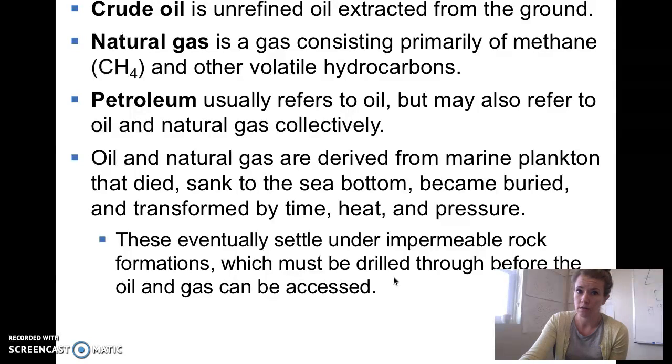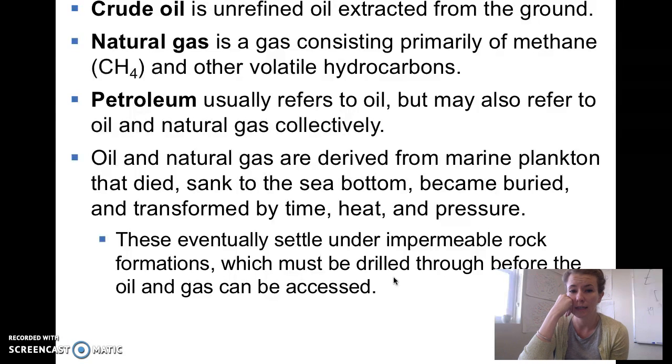Oil, or crude oil, is defined as natural or unrefined oil extracted from the ground. It's a thick blackish liquid that consists of a mix of many types of hydrocarbon molecules, which are super long chains of just carbon surrounded by hydrogens, and that's what oil is.